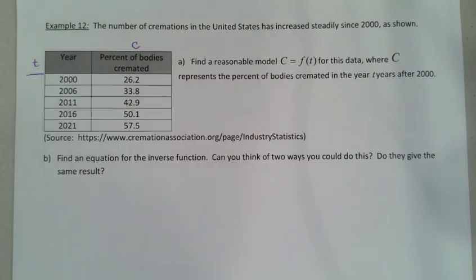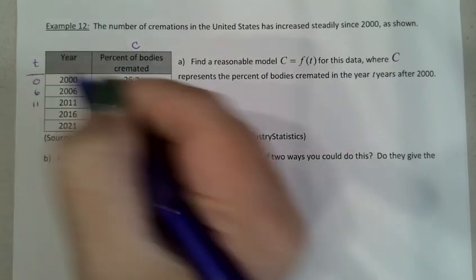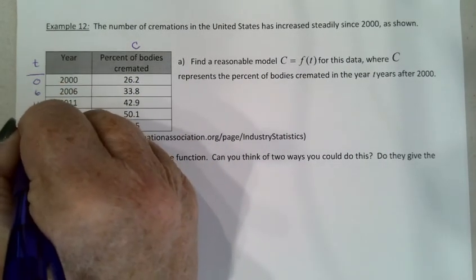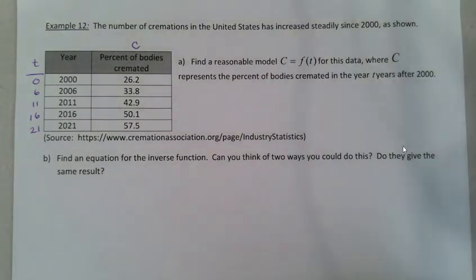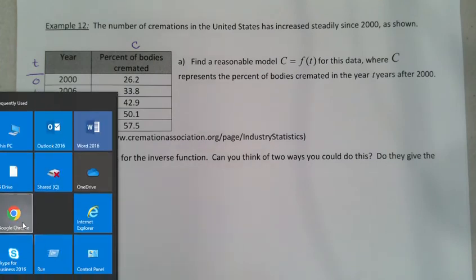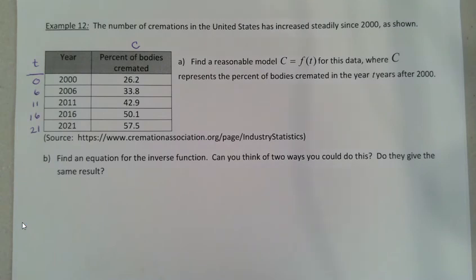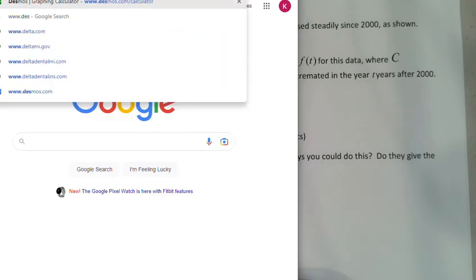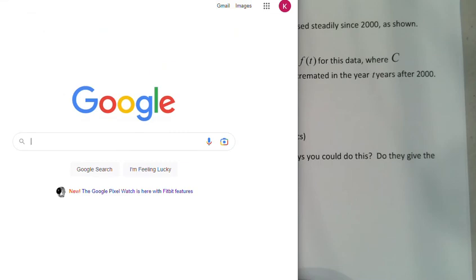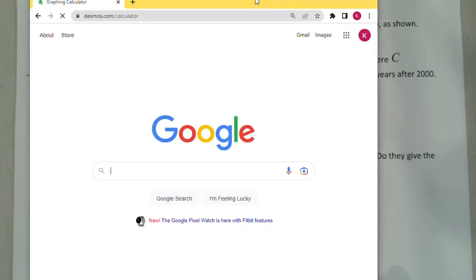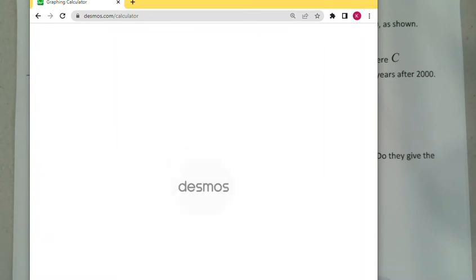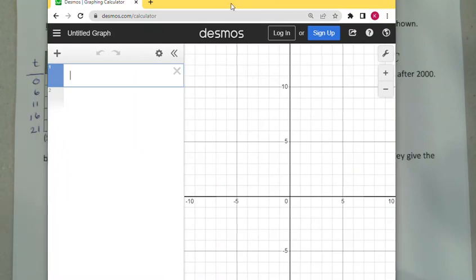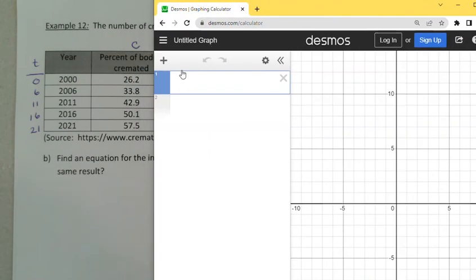So let's make ourselves a quick little T column here. 2000 is the year 0, so I'd have 6, 11, 16, and 21. Let me see. I should have opened my Desmos earlier. Give me one quick second. Let me see if I can open a Desmos screen that'll fit into my current window here. I think it's going to work. Yeah, there we go. All right, so I'm going to go ahead and put in my values here in a table.